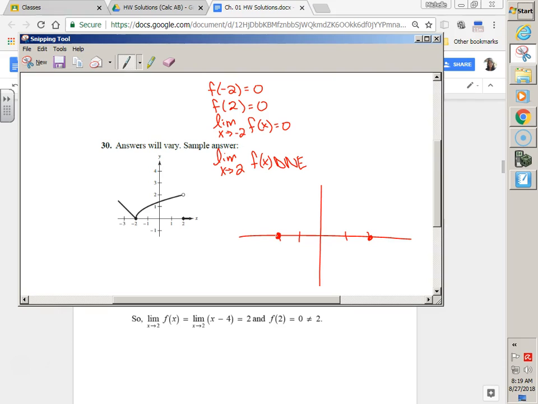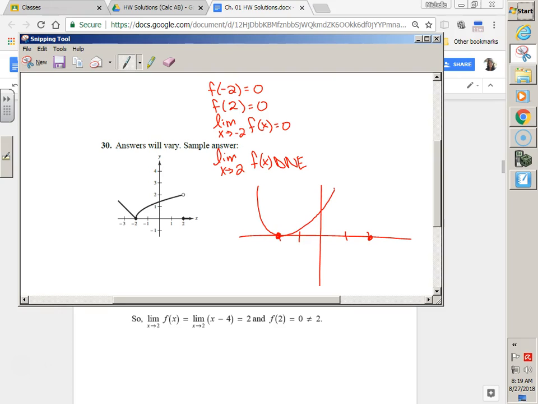Can you guys give me an example besides like this weird absolute value-y thing that happened? What did you guys have going smoothly through that point? Anybody? Yeah. Okay, cool. So you can have a parabola going smoothly through that point.